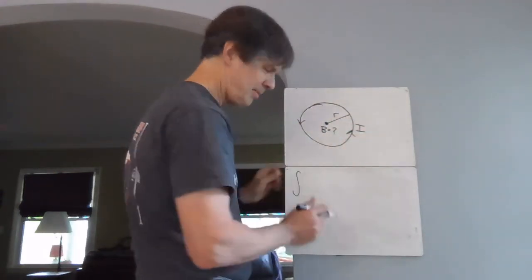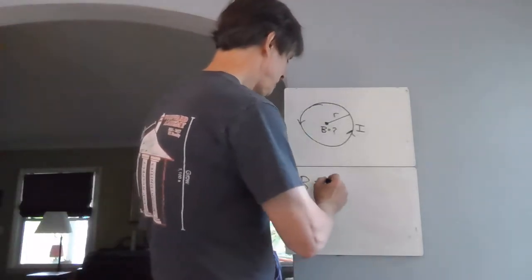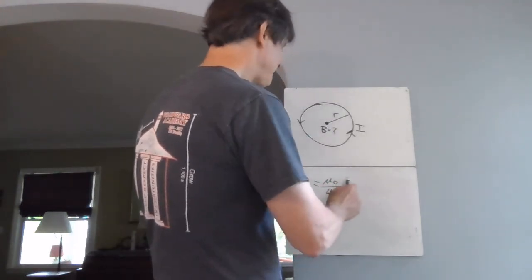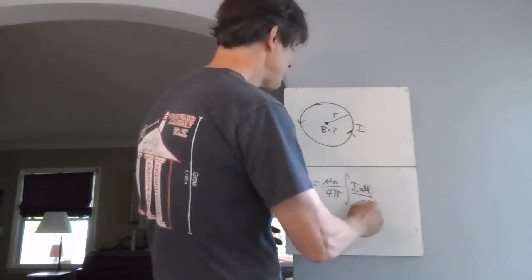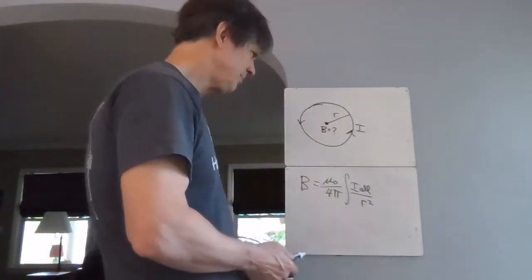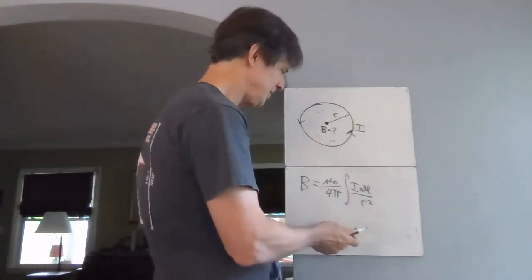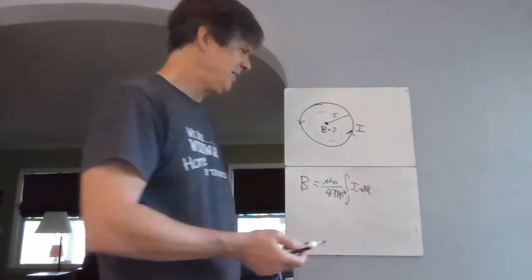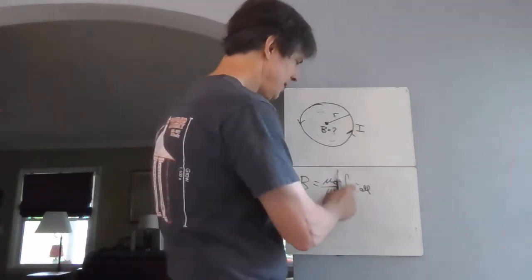I'll really do it. B at that central point is equal to mu naught over 4 pi times the integral of I dl over R squared, integrated all the way around the whole thing. The beauty of this is you see that the R is constant because it's a circle and I'm at the center. So I can just take the R and put it out here. And the I is constant. It's the same current throughout the whole loop. So it can come out front.